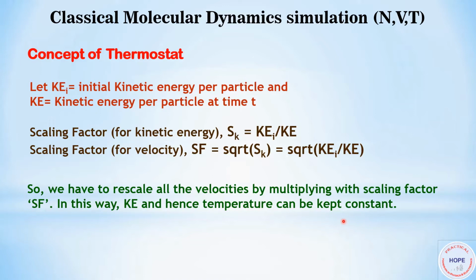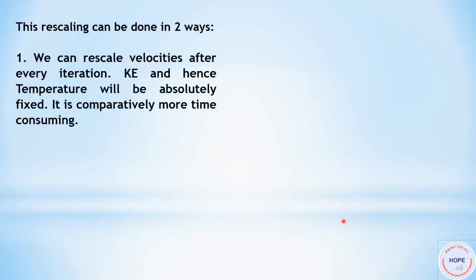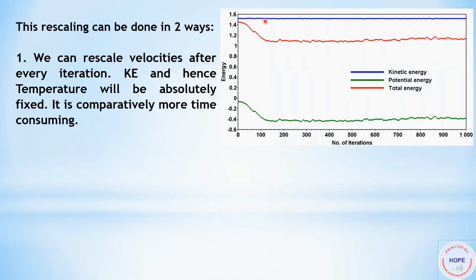Now this rescaling can be done in 2 ways. First, we can rescale velocities after every iteration. Kinetic energy and hence temperature will be absolutely fixed. It is comparatively more time consuming because we are rescaling in every iteration. So here you can see kinetic energy is fixed.